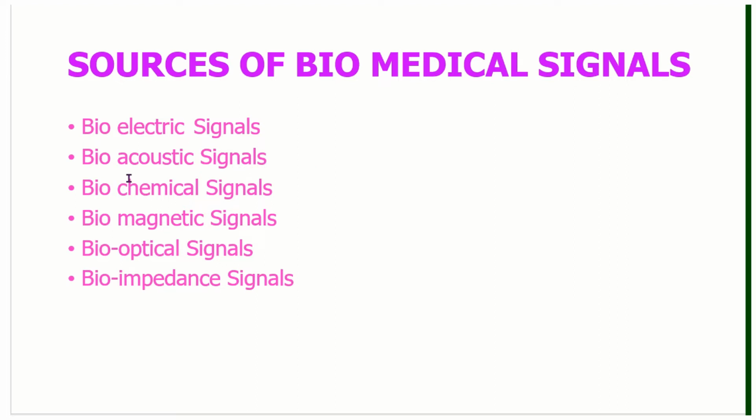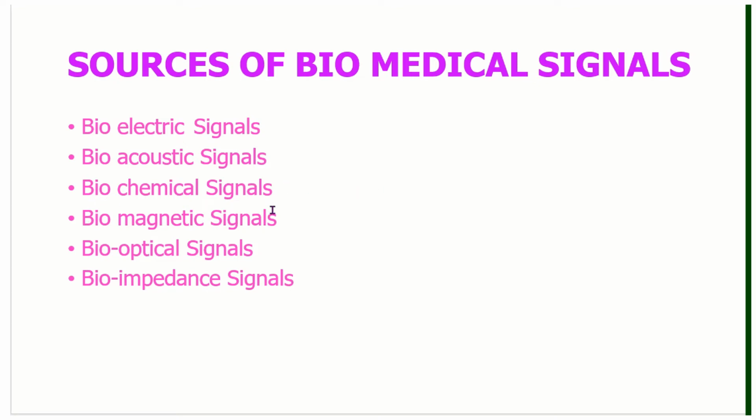As an example of an acoustic signal, we can take the Korotkoff sound, which is heard when a BP measurement is taken for a patient. That sound indicates the measurement of systolic and diastolic pressure. That sound is heard whenever there is a passage of blood inside the artery. Thus, these bioacoustic signals can be analyzed for diagnosis.